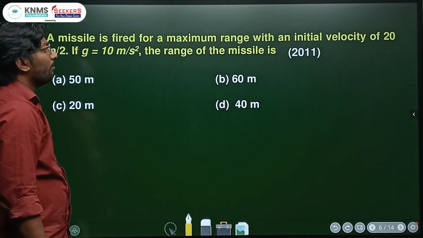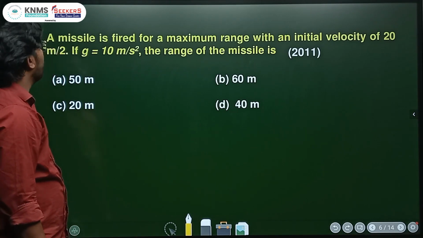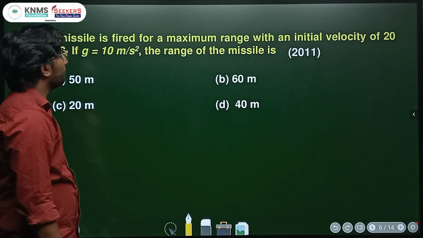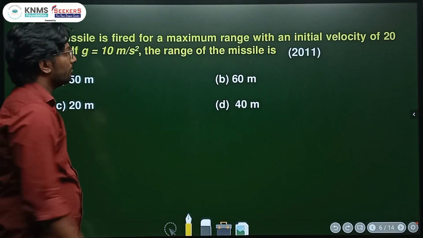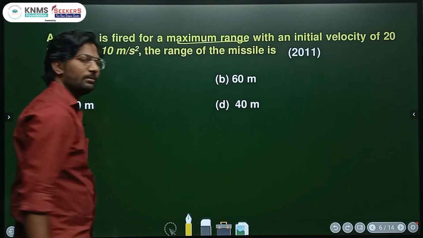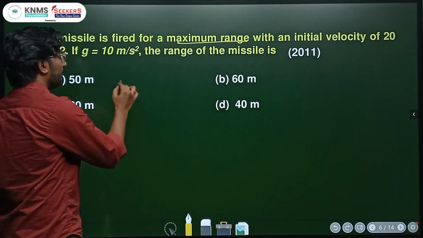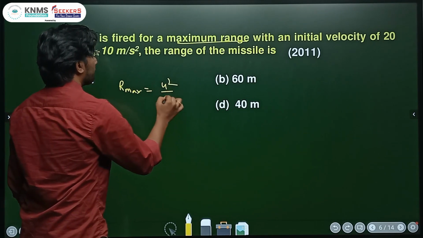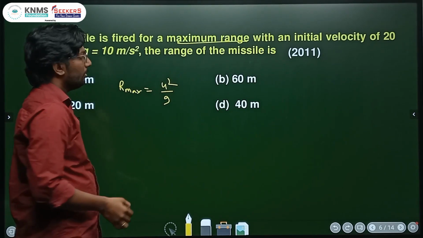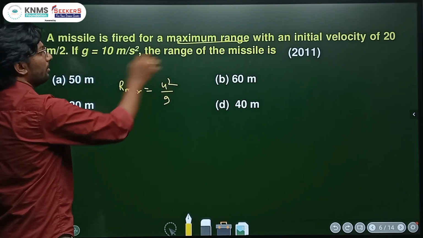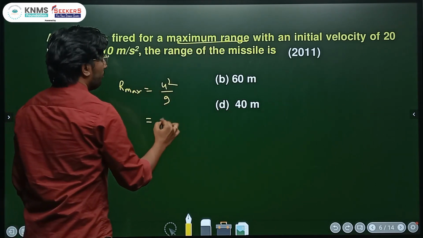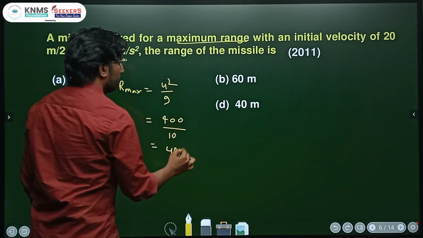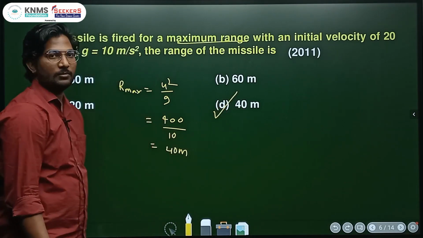A missile is fired for a maximum range with an initial velocity of 20 meters per second. If g is 10 meters per second squared, the range of the missile is? They have already said it is fired for a maximum range. The maximum range equation I gave you is R max equals u squared by g. Here u is 20 meters per second, so that will be 400 divided by g, which is 10, so that should be 40 meters, option D.